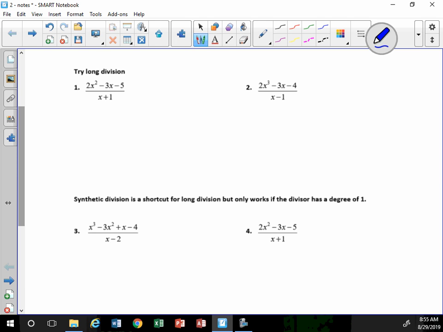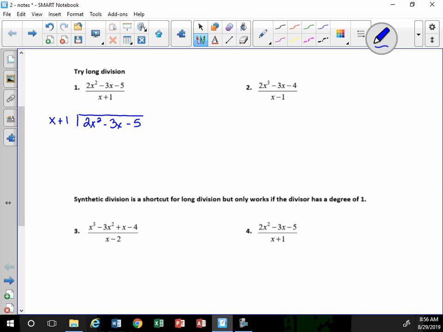So when we set up our long division, my divisor goes on the outside, so the x plus 1, and then the 2x squared minus 3x minus 5 goes on the inside for my division. You have to stay very neat and organized when you do long division. There's just too many places to mess up a sign or add or subtract wrong. And if you don't line things up nicely, it's much easier to make those mistakes, okay?